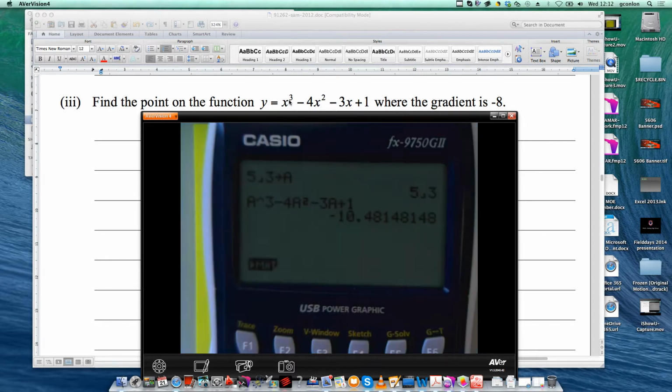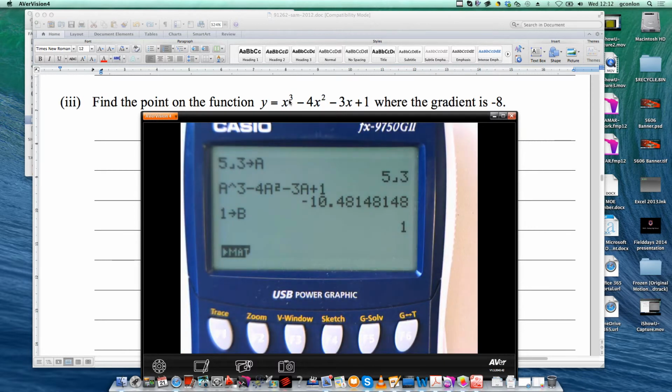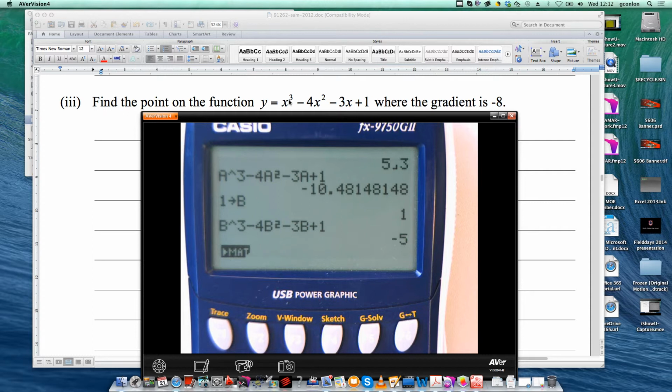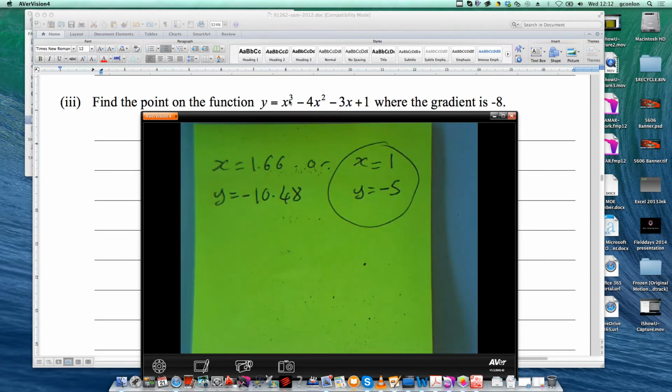And when x is 1, well, guess what I'm going to do now? I'm going to put 1 into memory B, and I'm going to do exactly the same job. So, b cubed, minus 4b squared, minus 3b plus 1. And I get negative 5. Now I suspect they're looking for that one, but the other one would be valid as well.